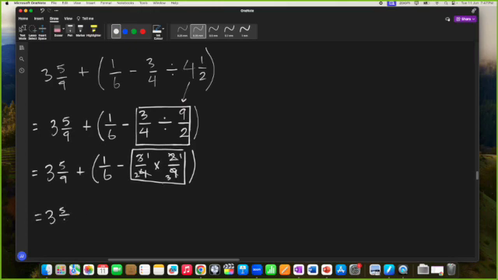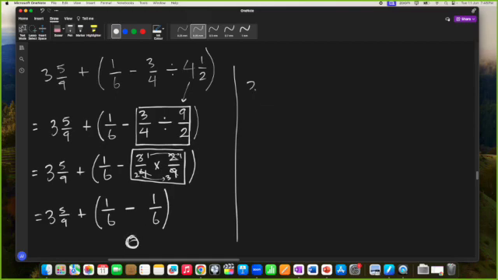3 and 5 over 9 plus 1 over 6 minus 1 times 1 is 1, and 2 times 3 is 6. And well, oh gosh, 1 over 6 minus 1 over 6 is 0. So what we'll end up with is 3 and 5 over 9 plus 0. So the final answer is 3 and 5 over 9.